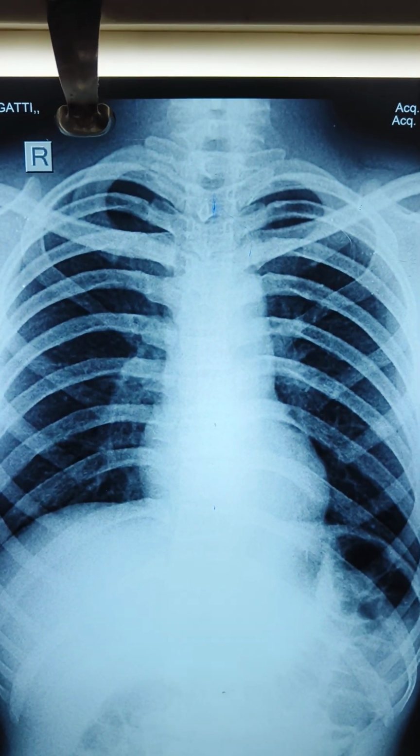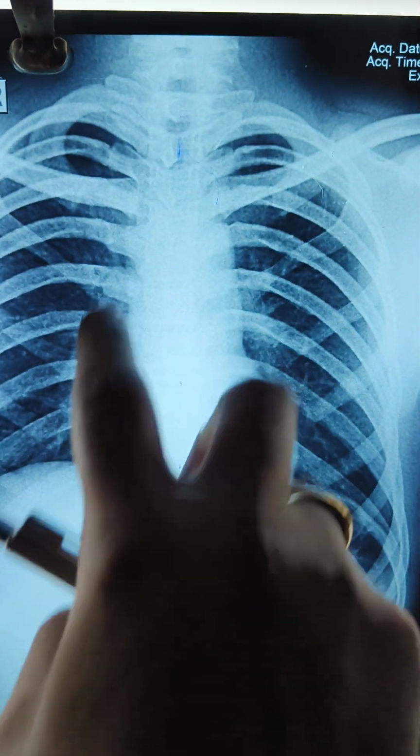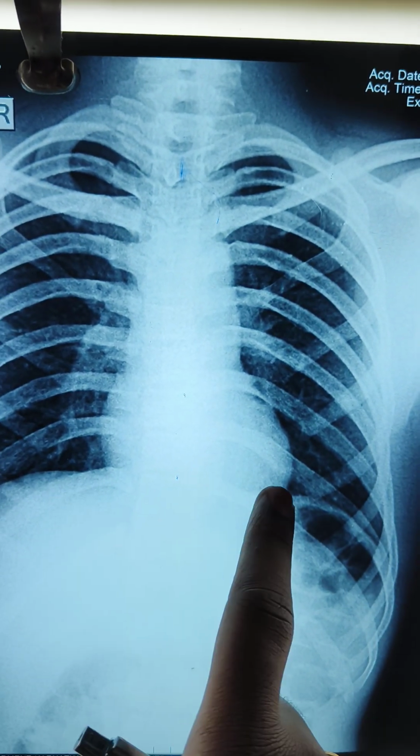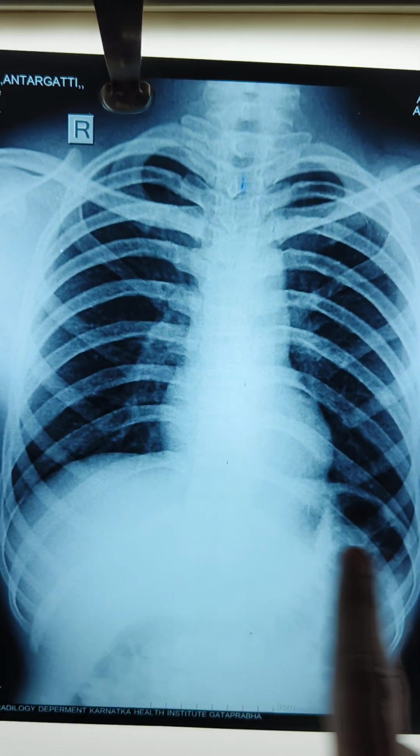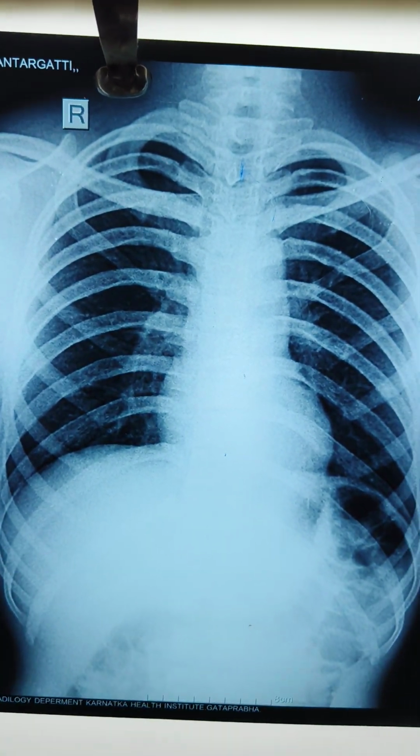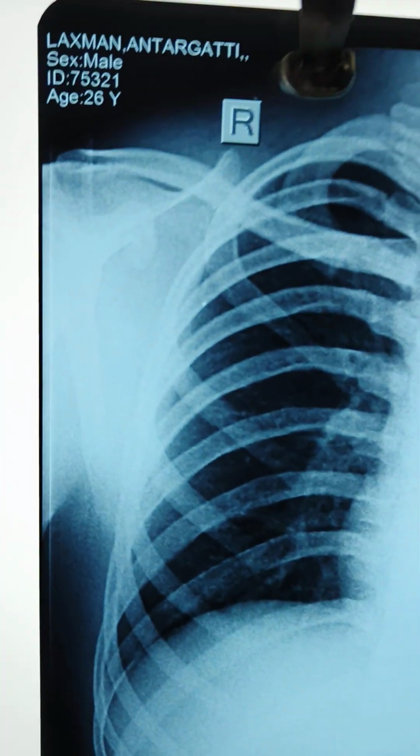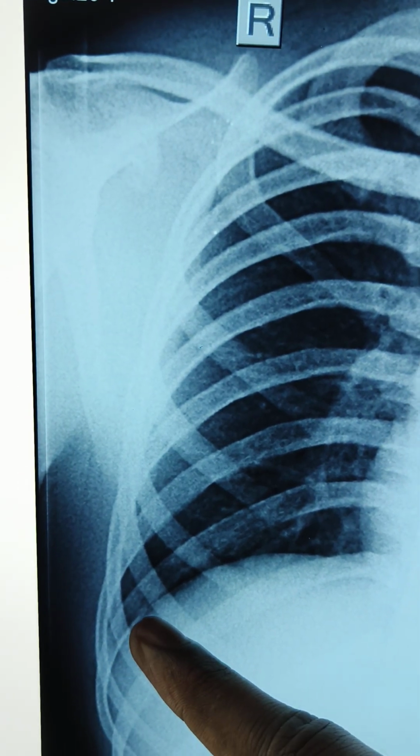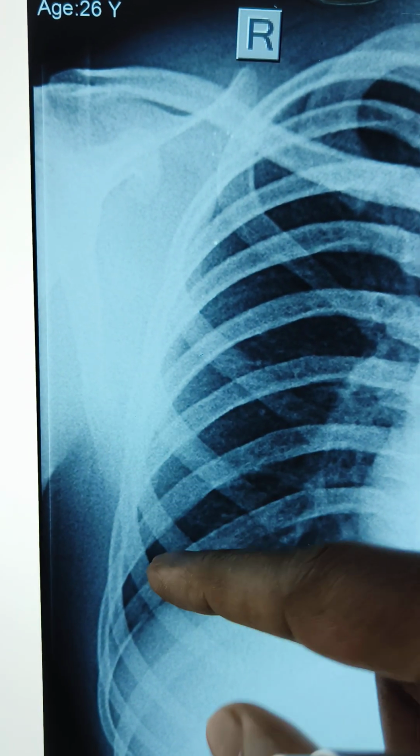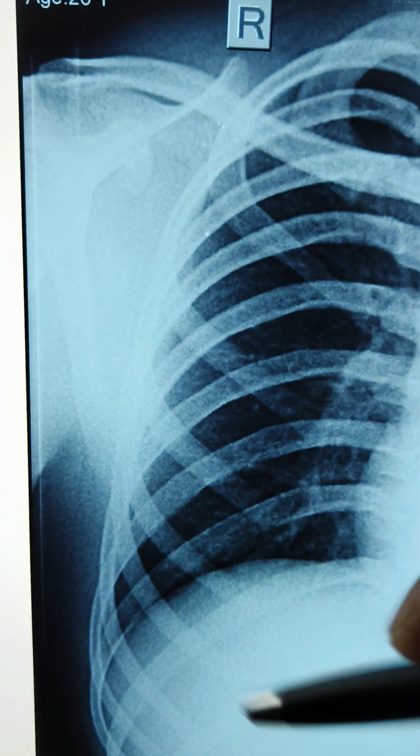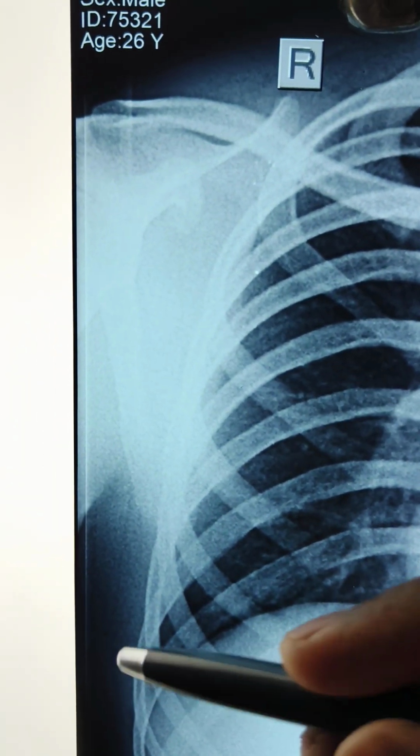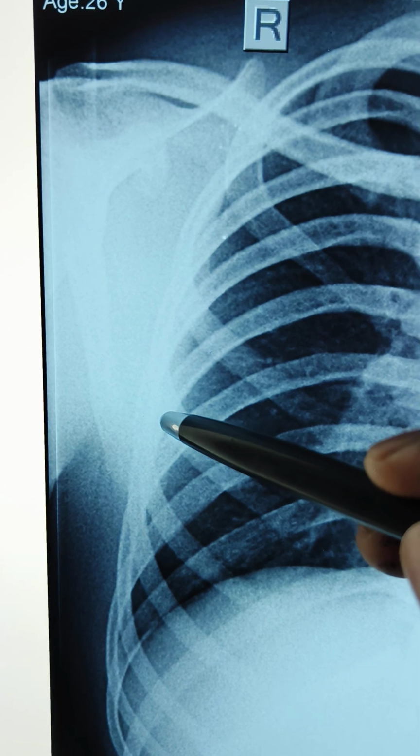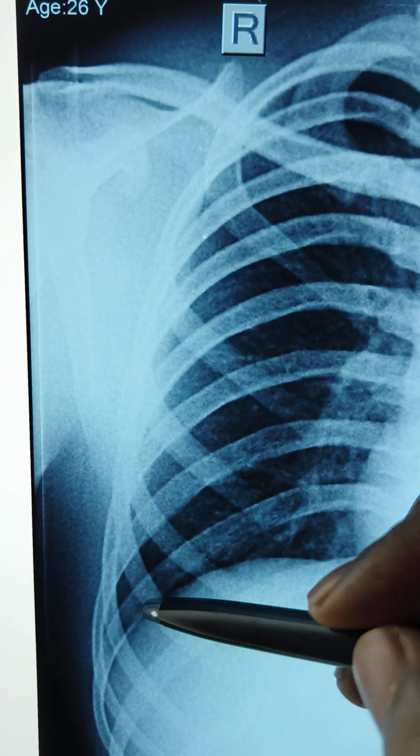And one more thing you have to see: in the cardiac region there are the cardiophrenic angles. These are the cardiophrenic angles, and towards the costal margin these are the costophrenic angles. These angles are very important. Let's assume this is the right lung, so this is the right costophrenic angle. It is very sharp now. If this right costophrenic angle is a little blunt, what you have to think is that there is a pleural effusion here. Pleural effusion always suggests blunting of the costophrenic angles.